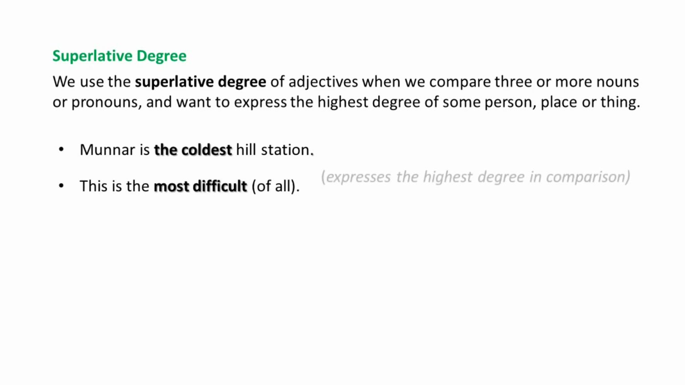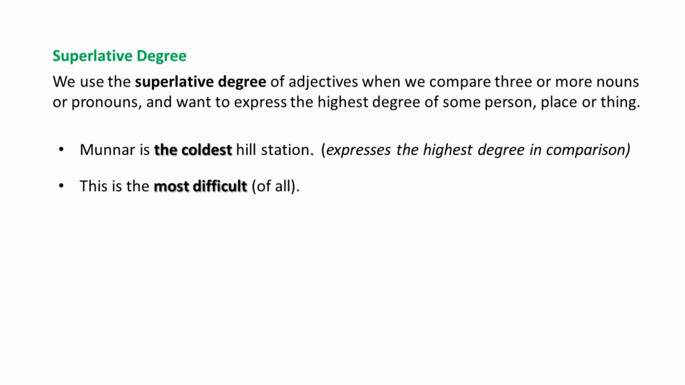Let us analyze these examples. We are talking about three hill stations. Let us take Munnar, Darjeeling and Mussoorie. And we say that among these three, the highest degree of cold is in Munnar. Therefore, we say that Munnar is the coldest hill station.